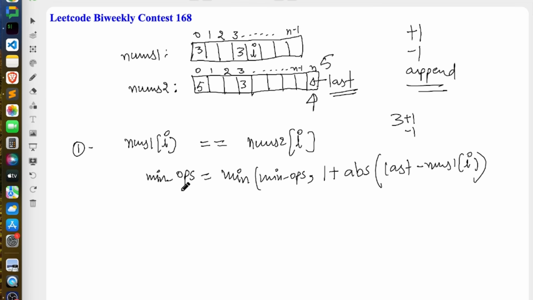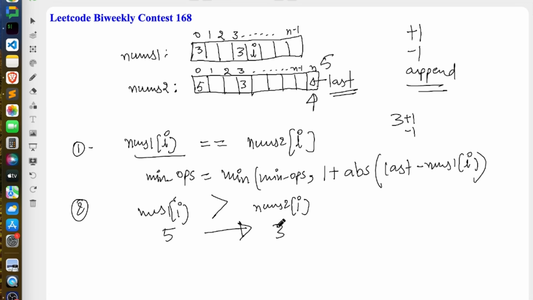Now let's consider the second case. If nums1 of I is more than nums2 of I, right? This is my nums1 of I, and this is my nums2 of I. What it means, if nums1 of I is more than nums2 of I, we have to apply this minus operation, right? Let's take an example. Let's say this number was 5, this number was 3, so we have to apply minus 1 operation 2 times, right, to convert 5 to 3.